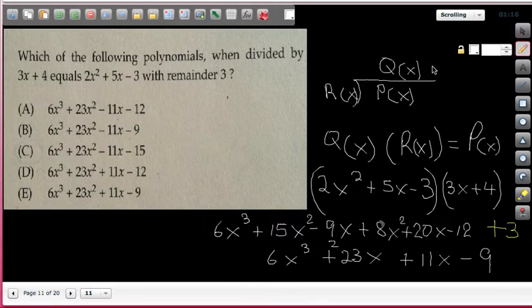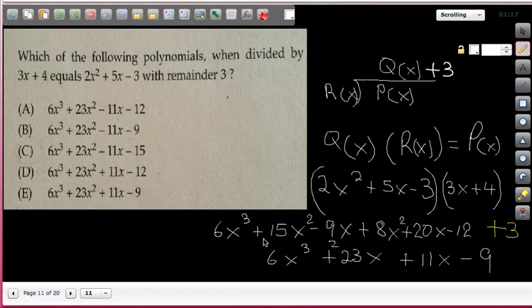Now I should do something here. There is a remainder. I want to write the remainder right here before I forget. So remember, to get this polynomial, I have to multiply the divisor with the quotient, and then I have to remember to add the 3 at the end. So I know that the quotient is 2x squared plus 5x minus 3, and the divisor is 3x plus 4. Expanding these polynomials out, I get 6x cubed plus 15x squared minus 9x plus 8x squared plus 20x minus 12, and there's a remainder here.